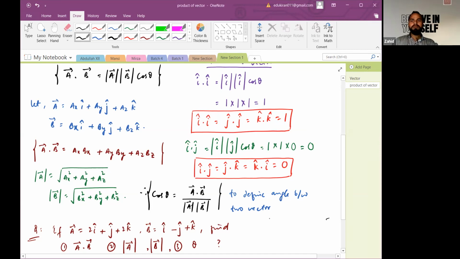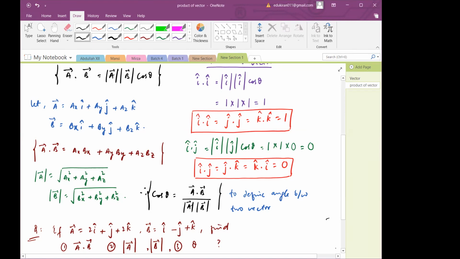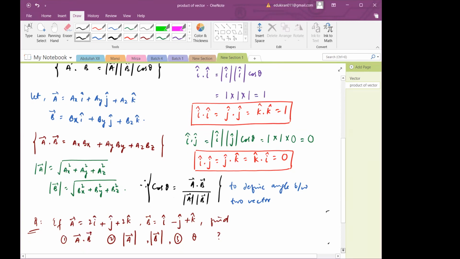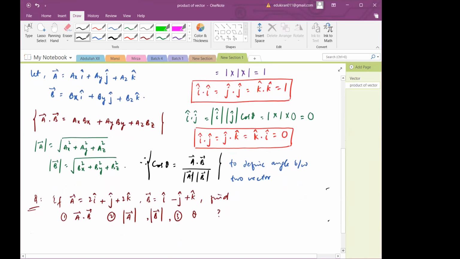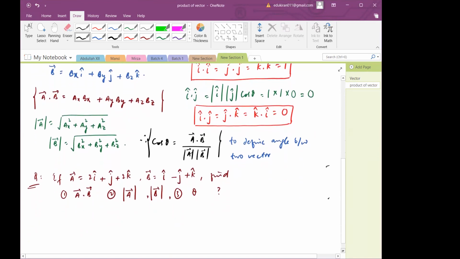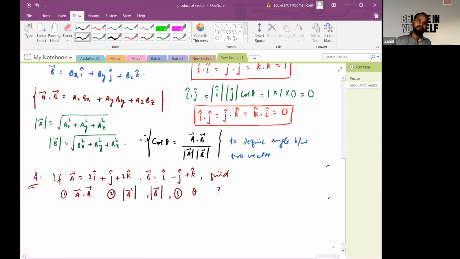Should I solve, or are you doing it? Doing, sir. Okay. Just put all the values in the above formula. First, in this part you'll get the dot product. Then in this part and this part, you'll get the mod. And using this formula, you will get theta. Try to find.